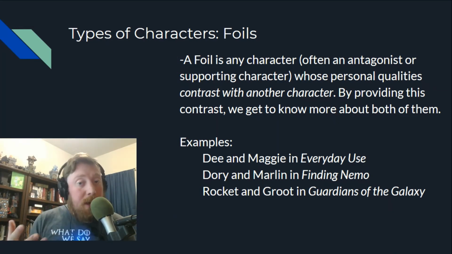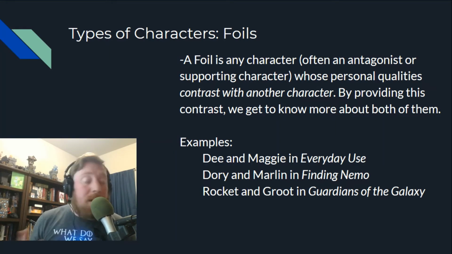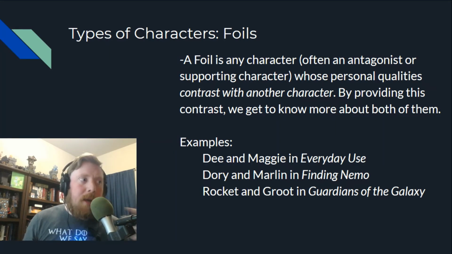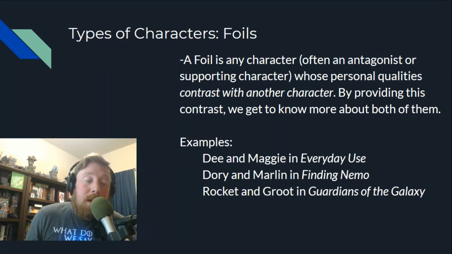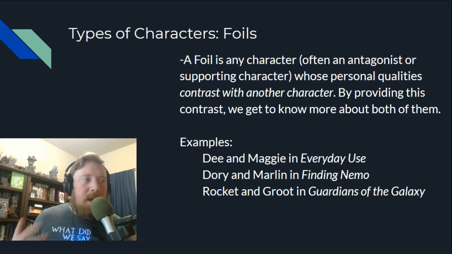Some examples that I can think of are Dee and Maggie in Everyday Use. Dee, who is educated, outspoken, and very confident, whereas Maggie is very shy, fairly simple, and not outspoken at all, right? Then you have Dory and Marlin. Marlin, who is very stressed and anxious. Dory, who is carefree. Those qualities sitting next to each other actually enhance the character attributes of both of them, right?